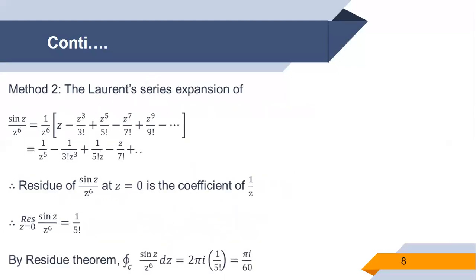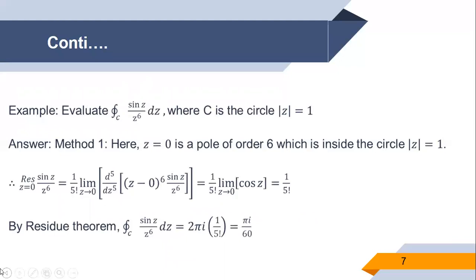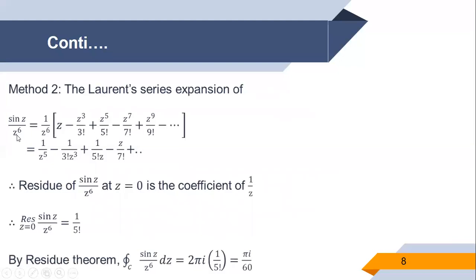The other method for finding the residue, because this function is sin z upon z raised to 6, we know the standard expansion of sin z. So sin z upon z raised to 6, the Laurent series expansion, we write as 1 upon z raised to 6 in the bracket. The standard expansion of sin z is z minus z cube by 3 factorial plus z to the 5 by 5 factorial minus z to the 7 by 7 factorial, and so on. We divide by z raised to 6, then we get 1 upon z raised to 5 minus 1 upon 3 factorial z cube plus 1 upon 5 factorial z minus, and so on.